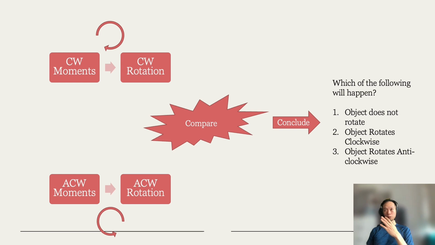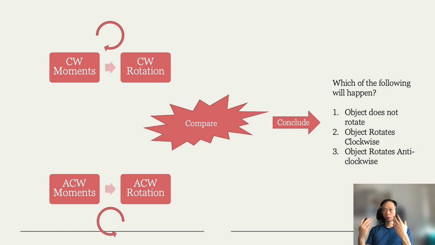Okay, so here's how you can think about it. Clockwise moments will cause clockwise rotation. Anti-clockwise moments will try to cause anti-clockwise rotations. So, in a given scenario, when you have forces acting on an object causing both clockwise and anti-clockwise moments, you have to sum up the total clockwise moments and the total anti-clockwise moments, and then compare the amounts. Whichever side wins, the object will rotate in that direction. If you have more clockwise moments, then your object will rotate clockwise. If you have more anti-clockwise moments, then your object will rotate anti-clockwise.